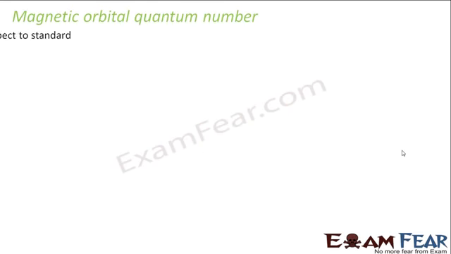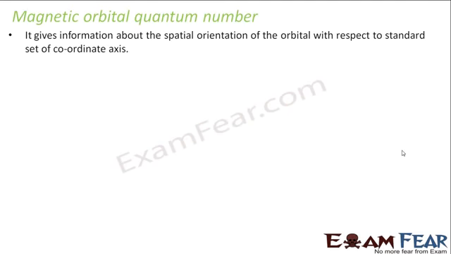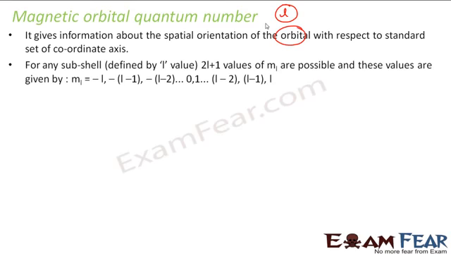Now we'll talk about the magnetic quantum number. It gives the information about the orientation of the orbital. Till now we have seen that l, the azimuthal quantum number, gives the shape of the orbital, whether it is an s shape, p shape, or d shape. This one gives the orientation of the orbital with respect to the coordinate axes.